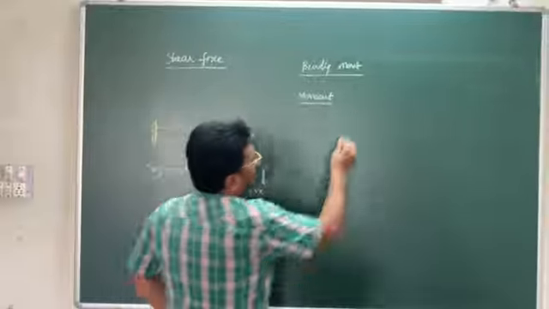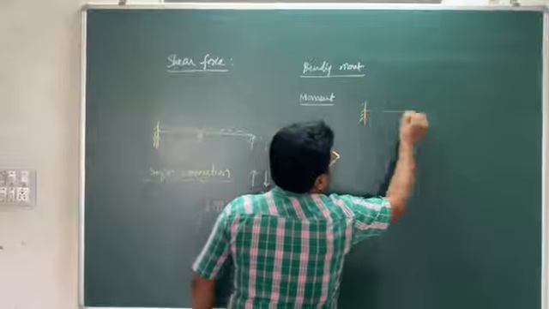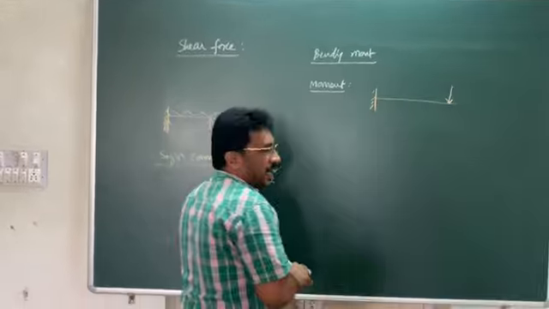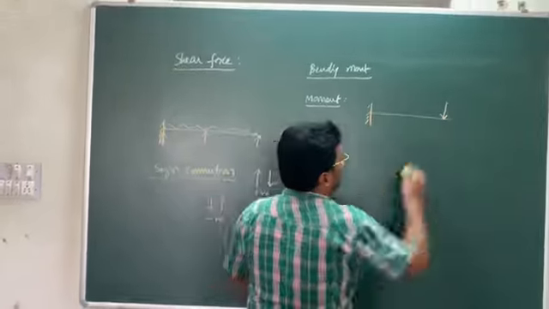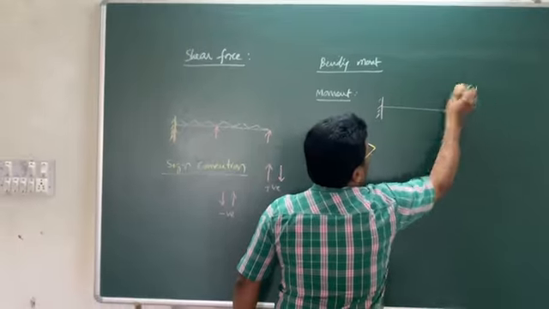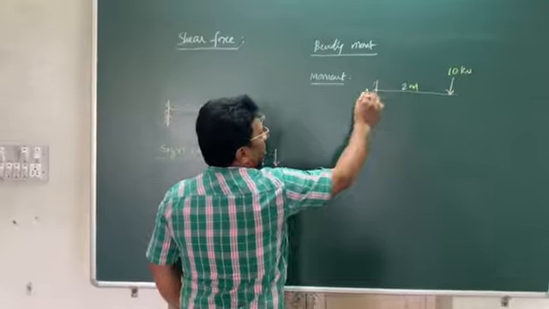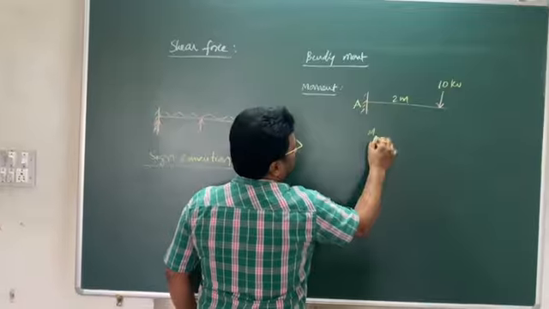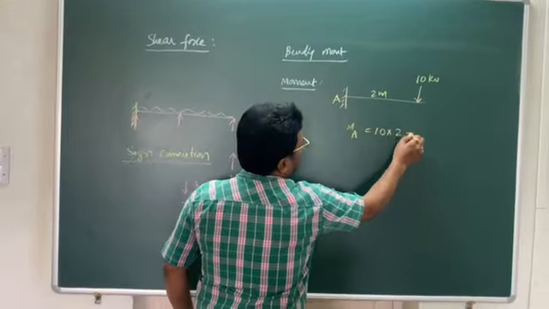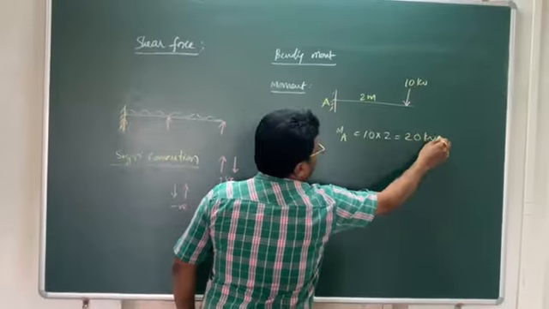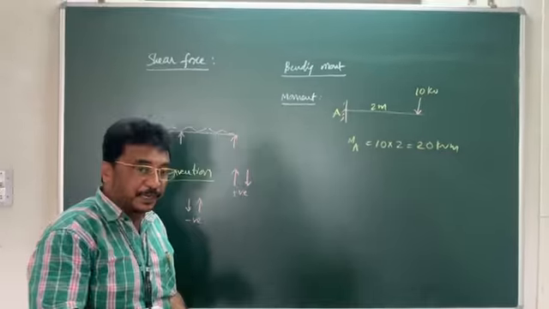For example, if I consider a cantilever beam, if there is a point load acting here where the intensity of this point load is equal to 10 kilonewtons and the distance is 2 meters, then the moment at this particular point A is 10 into 2. So moment at A is equal to 10 into 2, so this is 20 kilonewton meter. This is the moment. But what is bending moment?